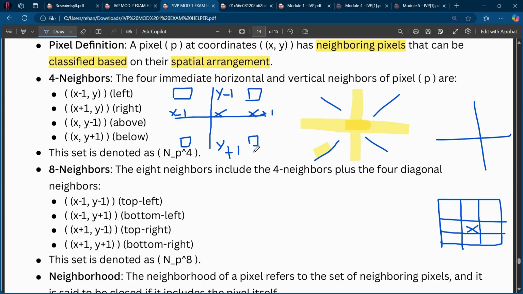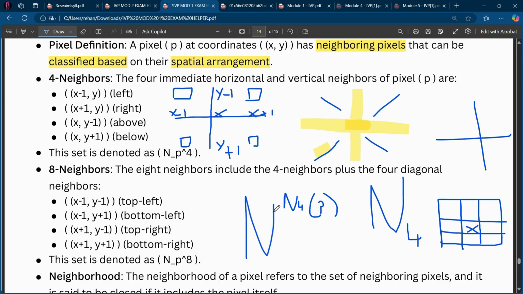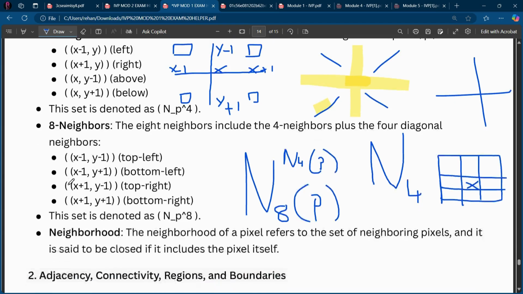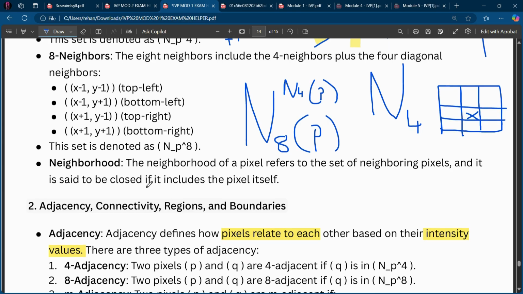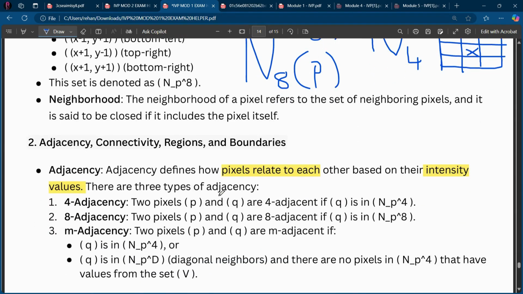The 4 immediate horizontal and vertical neighbors of pixel P form a set denoted as N4 of P, with 4 as a subscript. In the same way, N8 of P has 8 as a subscript. The 8 neighbors include the 4 neighbors plus the 4 diagonal neighbors. The neighborhood of a pixel refers to the set of neighboring pixels, and it is said to be closed if it includes the pixel itself. So that's all about neighboring.